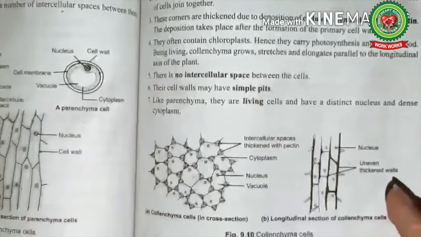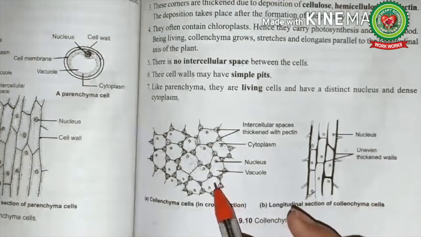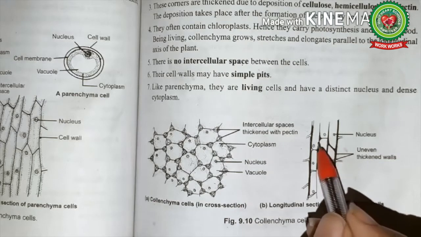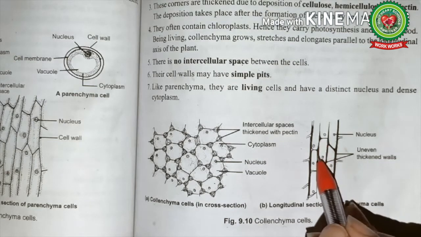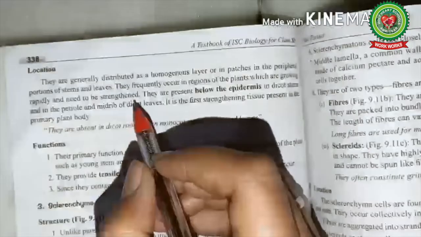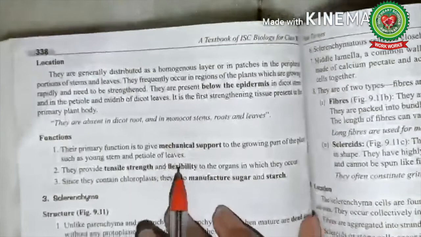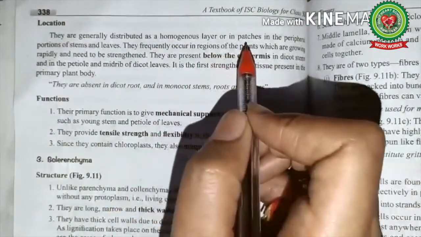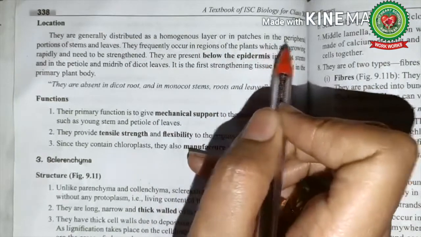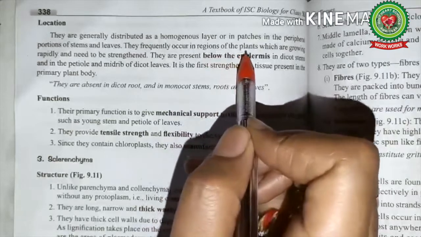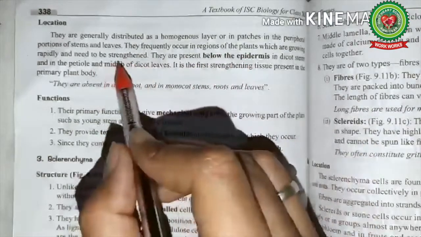You can see the structure here. This I have explained in the book. This is the longitudinal section. You can see here thickenings are present wherever intercellular space should be present. All are having thickenings of pectin. Now, if you talk about location, they are generally distributed as homogeneous layers or in patches in the peripheral portion of the stems and leaves. They frequently occur in the regions of plants which are growing rapidly and need to be strengthened.